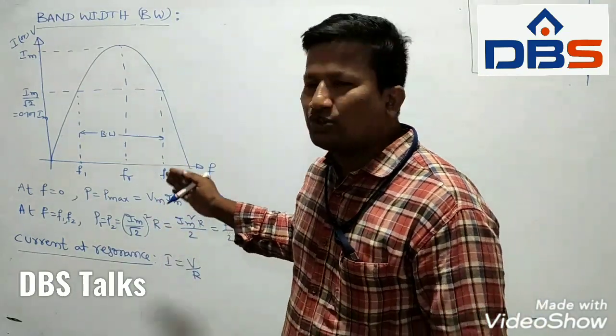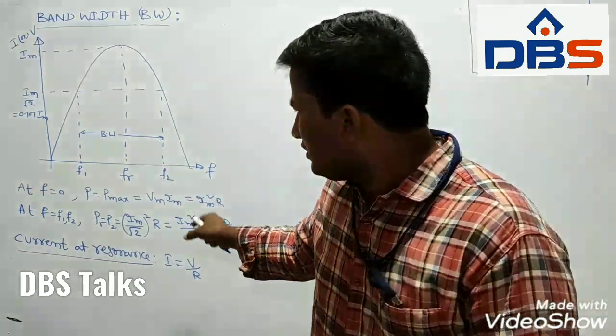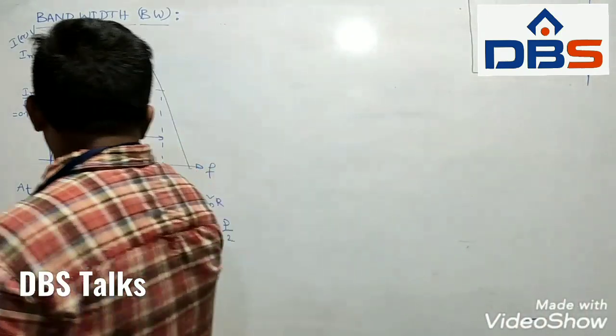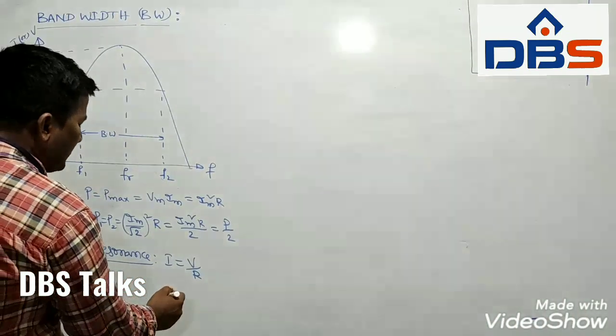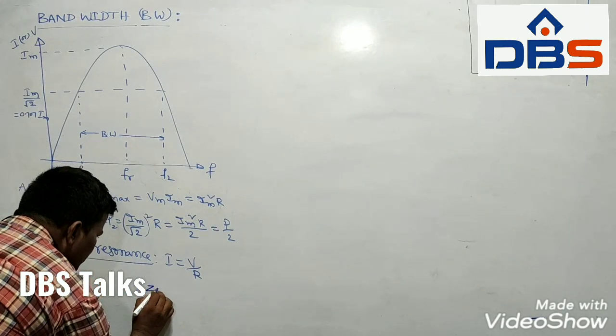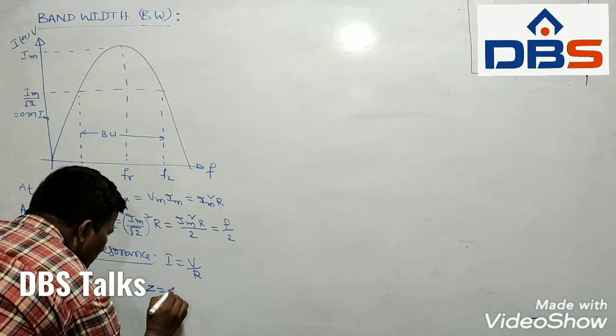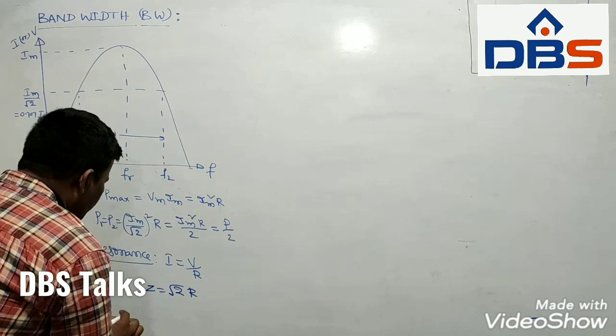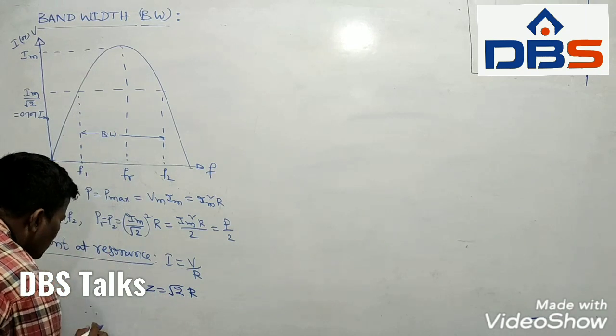So right now we have to derive the bandwidth. First of all, the current at resonance I is equal to V by R, but at the cutoff frequencies Z is equal to root 2 R. Therefore, the bandwidth.